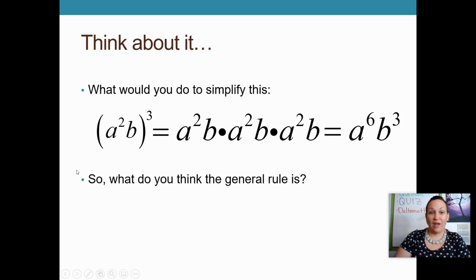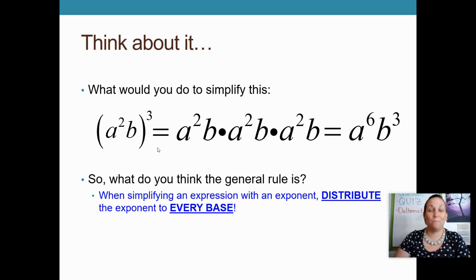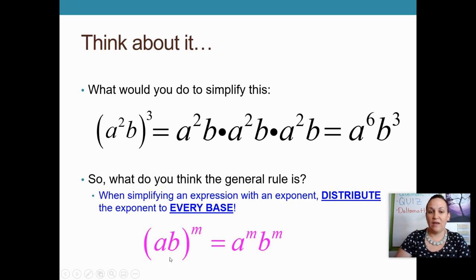Based on this answer and what the original question looked like, I hope that you can see that we took that 3, which was an exponent, and we distributed it to each base. So the A got a 3 as the exponent, and the B got a 3 as the exponent. Here's the generic rule. And this doesn't have to be 2 things. It could be 3 or 4 or 10, right? It gets distributed to everything. Remember, the blue sentence and the pink equation are the most important things to take away from this video.